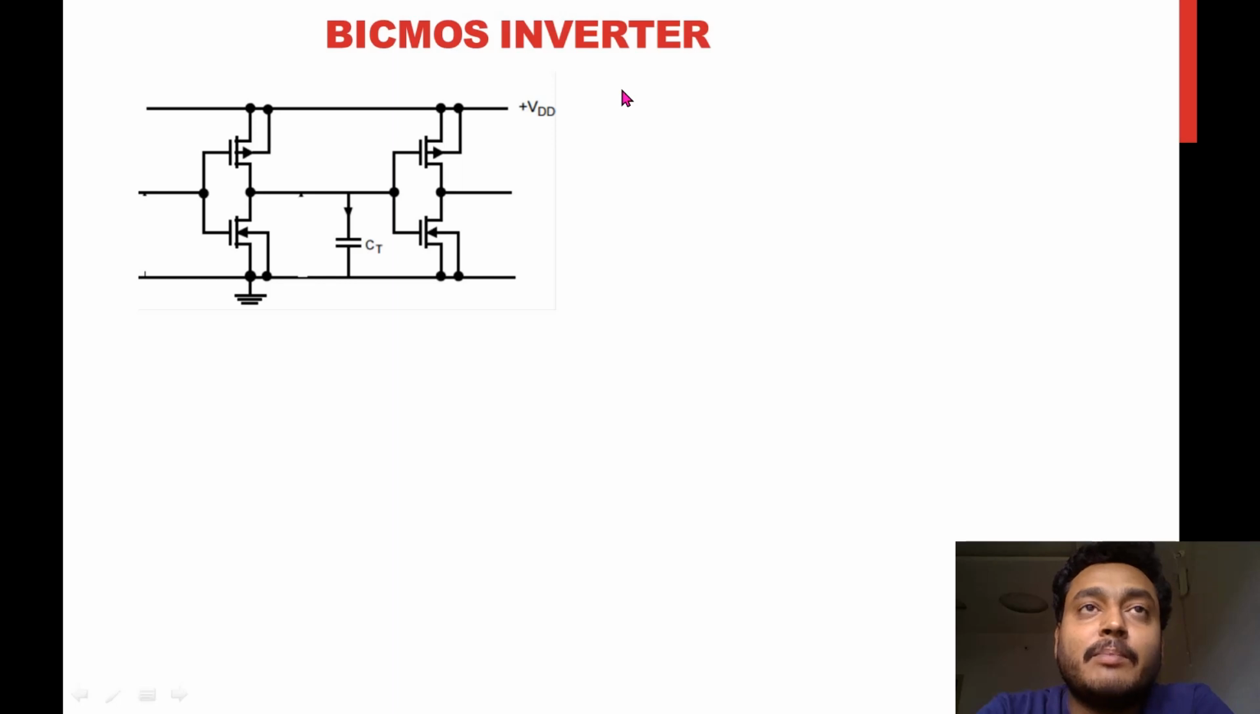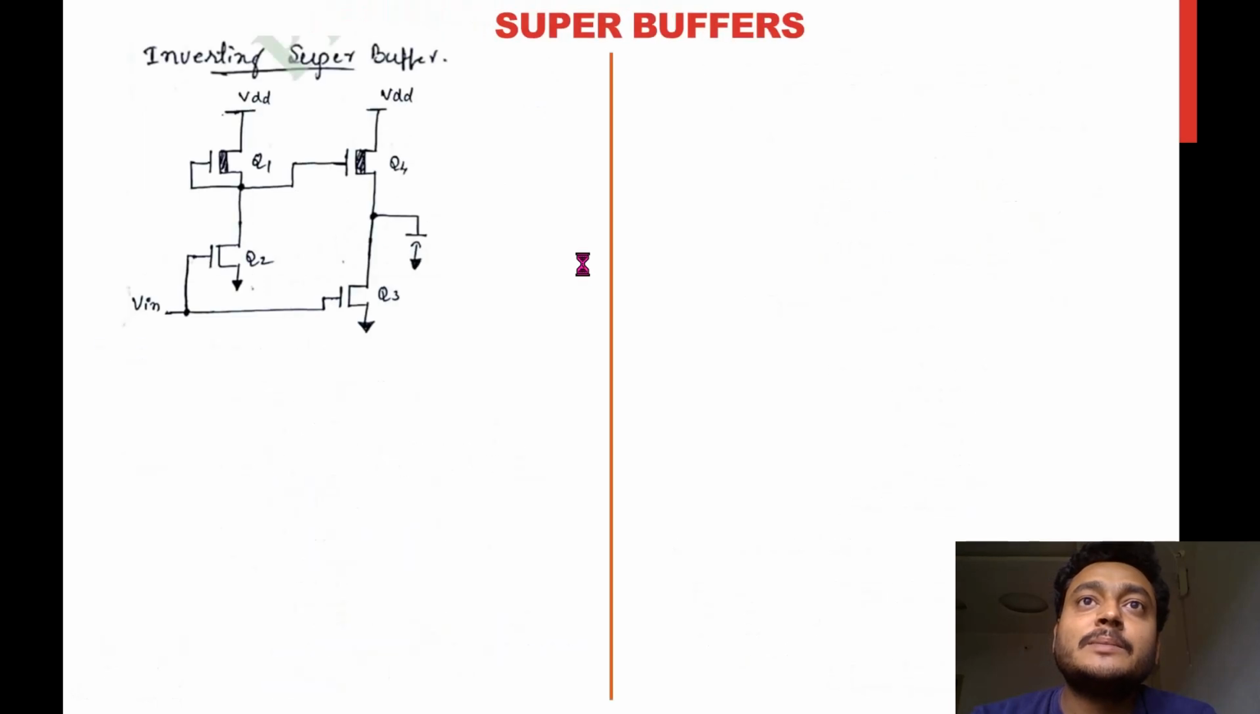We need to take the best of both worlds, so I will try to merge them, and that we call BiCMOS technology. So before going to the BiCMOS inverter, why are we going to the BiCMOS inverter in this case? Suppose we have a CMOS inverter. We have a limitation in the CMOS inverter also.